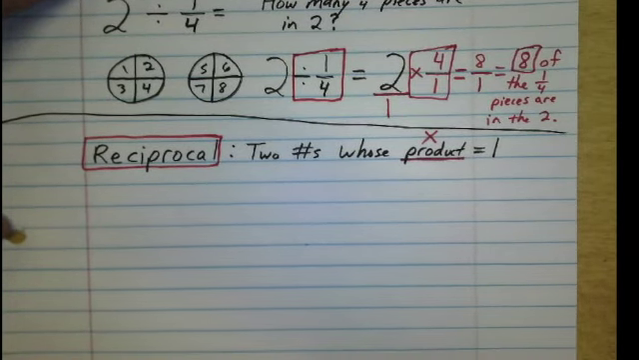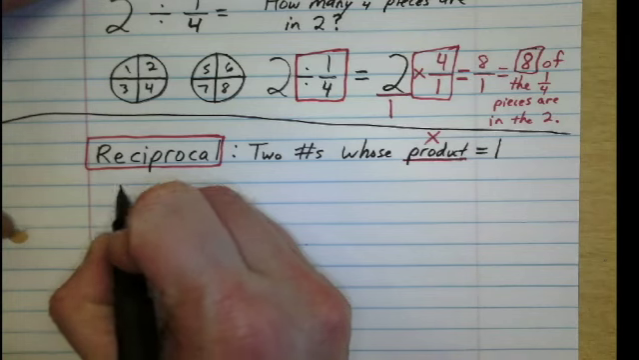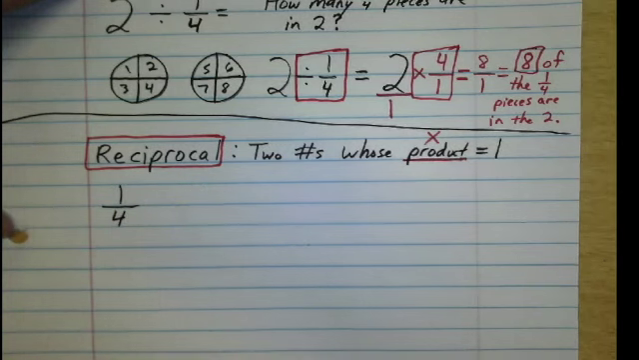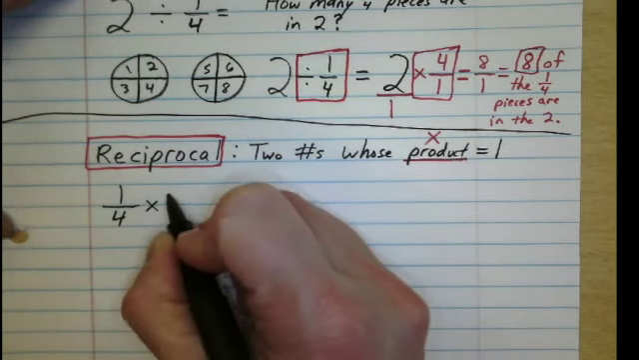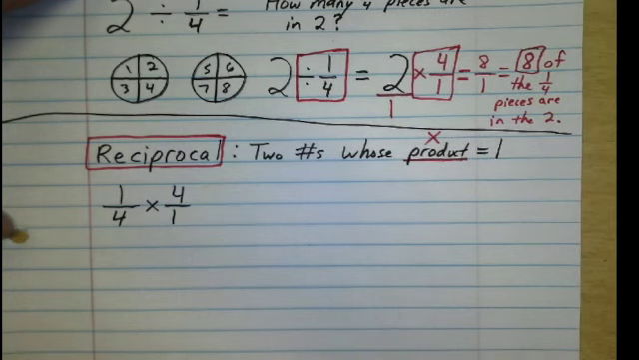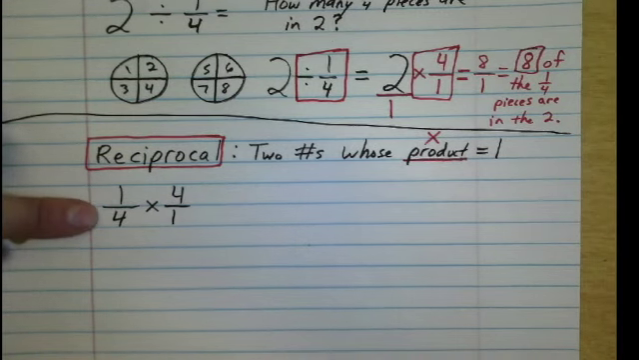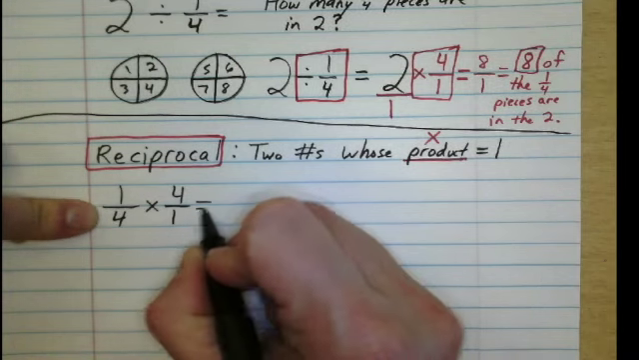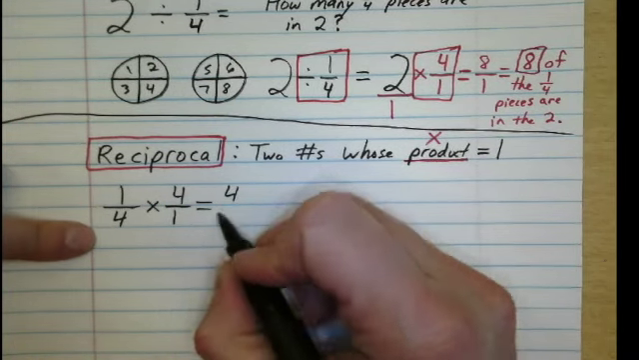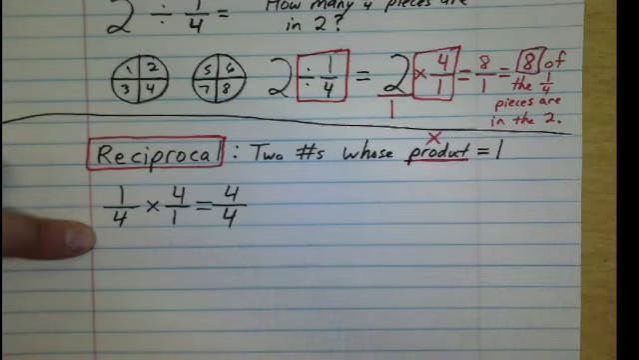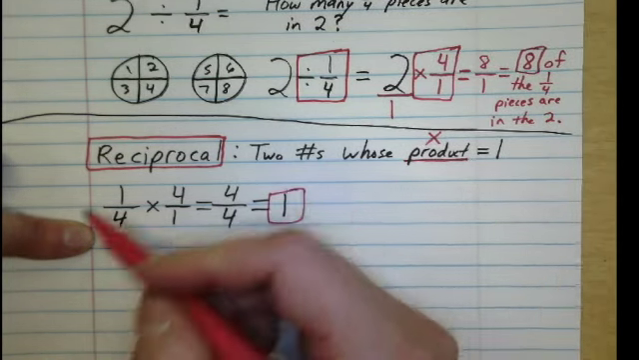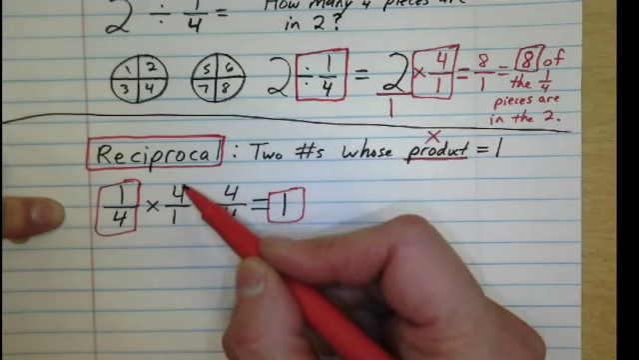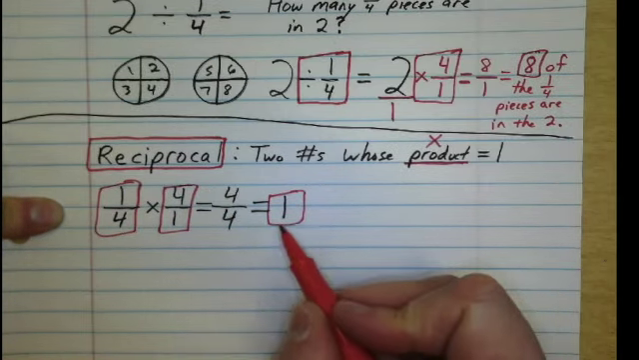So for example, I took 1/4, and instead of dividing by 1/4, I said to multiply by 4 over 1. And what happens when I do this? I could simplify and multiply, or I could just multiply straight across. 1 times 4 is 4, and 4 times 1 is 4. Well, 4/4 is the same thing as saying 1, so that's why that works. When I take 1/4 and I multiply it by its reciprocal, 4 over 1, I get the answer 1.